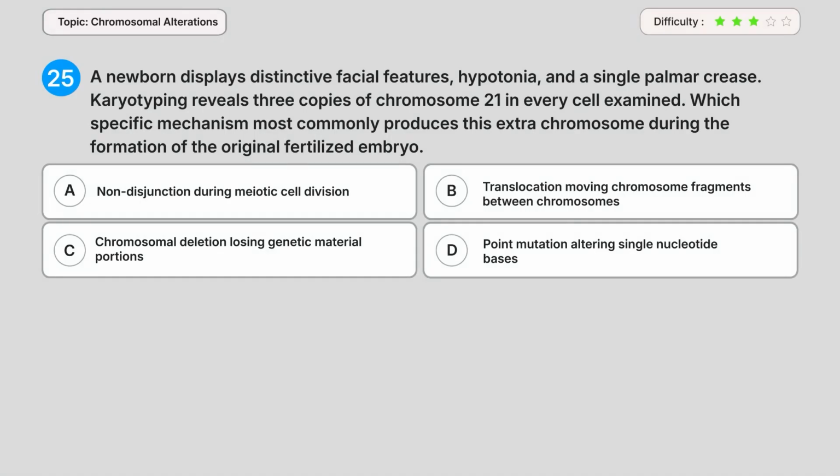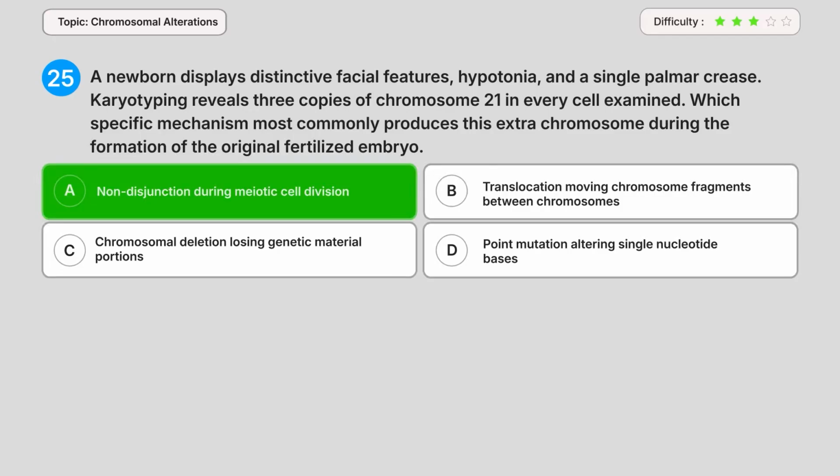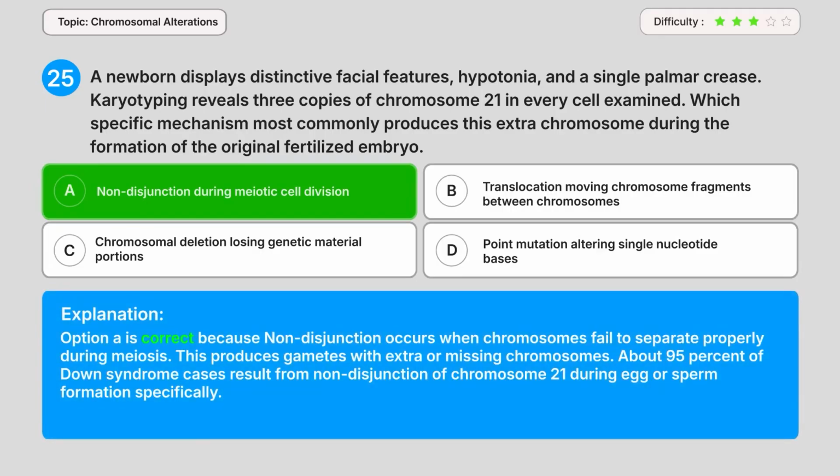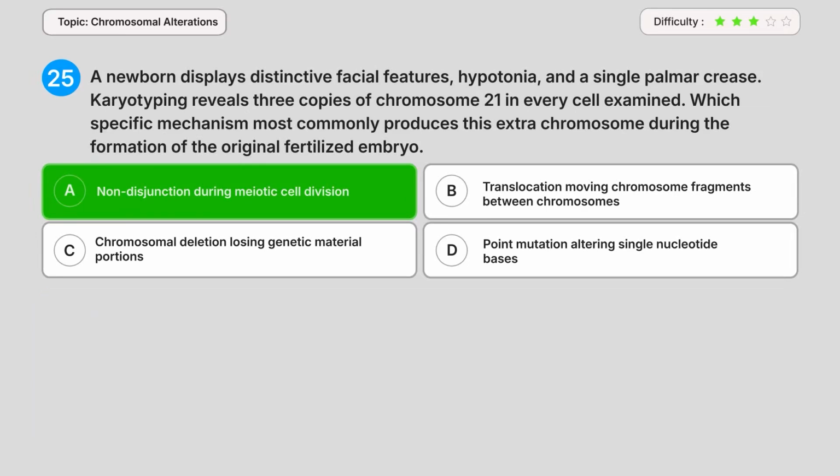Correct answer. A. Non-disjunction during meiotic cell division. Non-disjunction occurs when chromosomes fail to separate properly during meiosis. This produces gametes with extra or missing chromosomes. About 95% of Down syndrome cases result from non-disjunction of chromosome 21 during egg or sperm formation specifically.